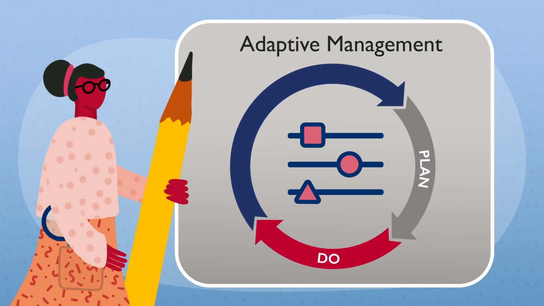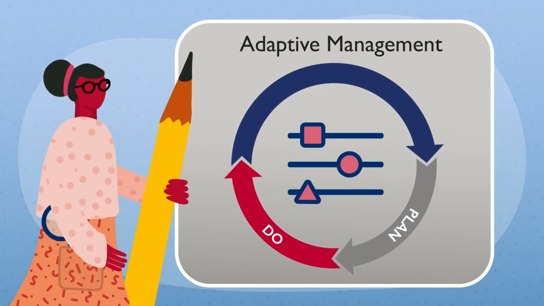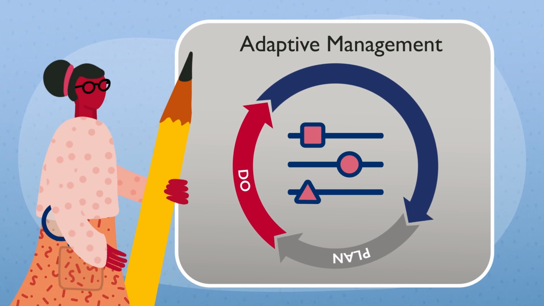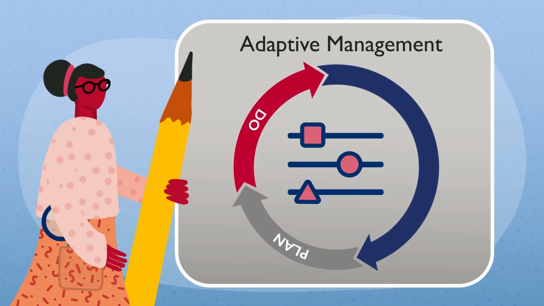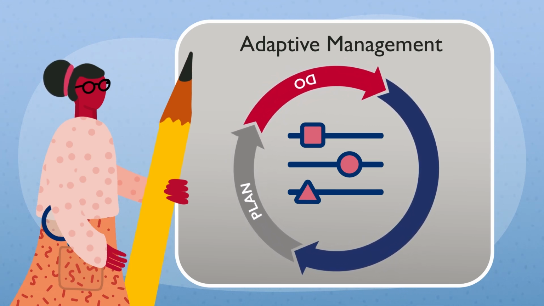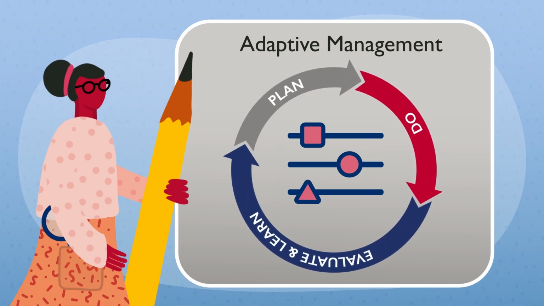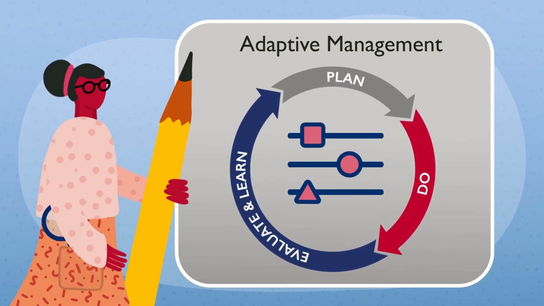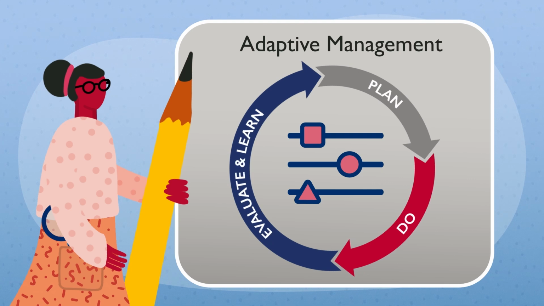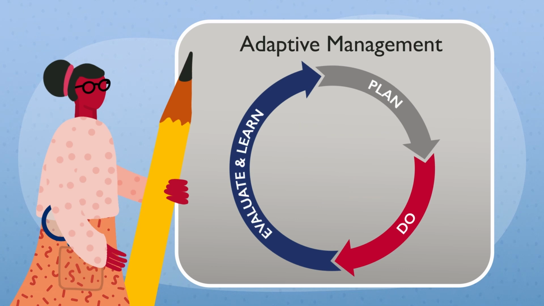Throughout implementation, you will track metrics and indicators that you identified in the planning phase. This is also known as internal monitoring, evaluation, and learning, and is part of the evaluating and learning aspect of adaptive management. Finally, it's important that you don't wait to make changes. If you identify something that is not working well, immediately adjust your implementation based on what you have learned.